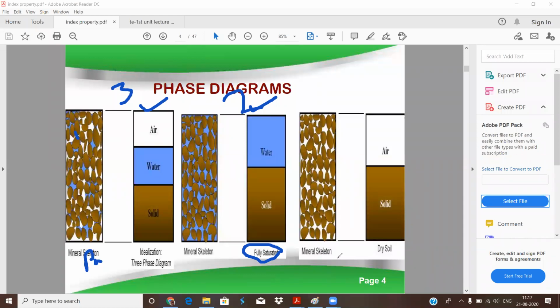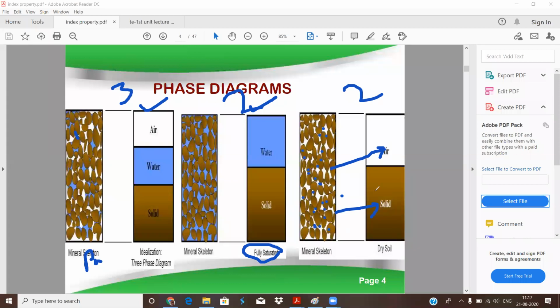Next one, another type of soil, another phase diagram. Here also the phase diagram is two-phase, because it consists of solid particles. Almost all places solid particles are available, and also some voids between the gaps. It is available in some places. It has voids or spaces. So here solid particles are more and voids are less, so the volume of this diagram is somewhat higher for solids and somewhat lower for air.